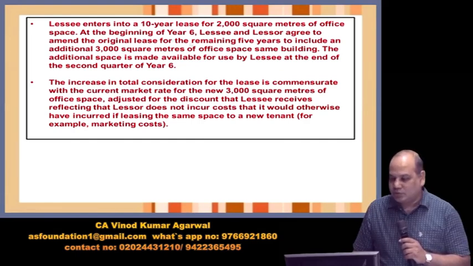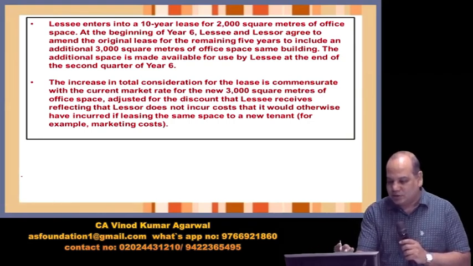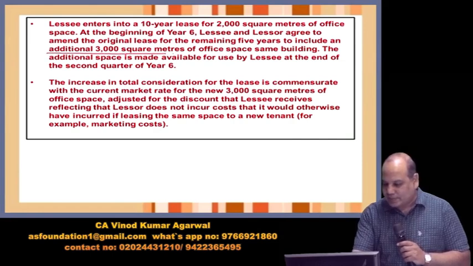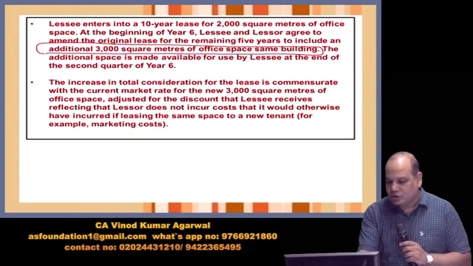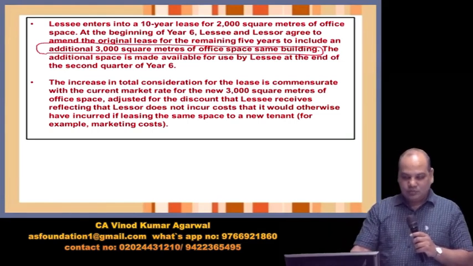lessee and lessor agree to amend the original lease for the remaining 5 years to include an additional 3000 square meters of office space in the same building. So in this problem, first thing is there is an additional space hired. Two conditions need to be satisfied so that you can account it as a new lease.